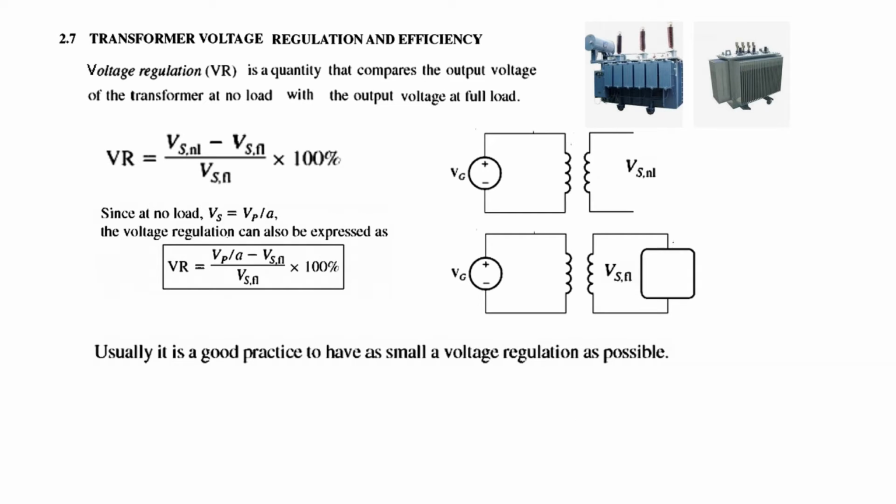Usually it is good practice to have as small a voltage regulation as possible. What this means is that the voltage at no load should be minimally reduced when the load is applied. So let's say it is 220. If it is 220 at no load, then with the load it should be close to 220, or 219.5, etc.